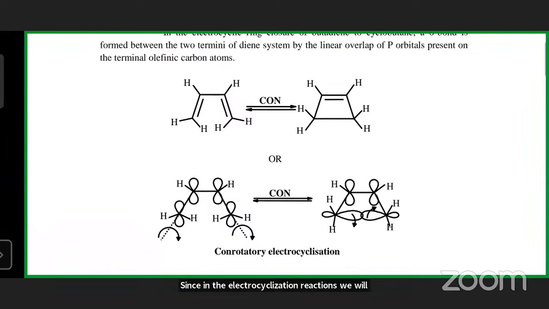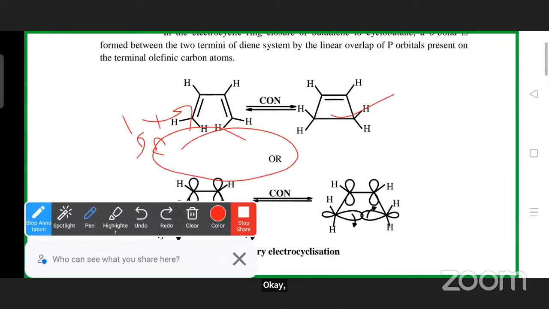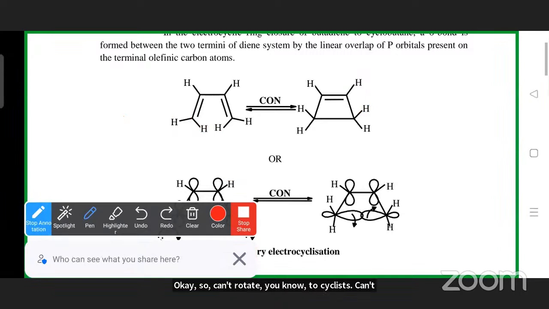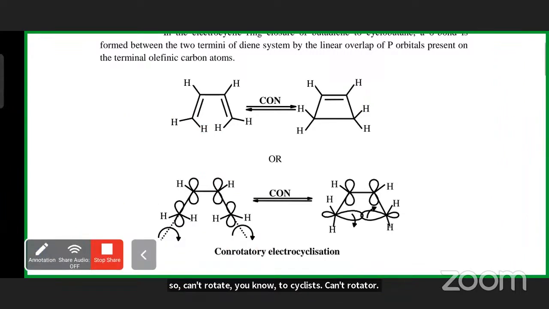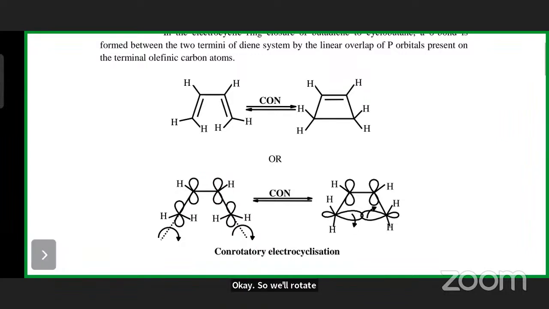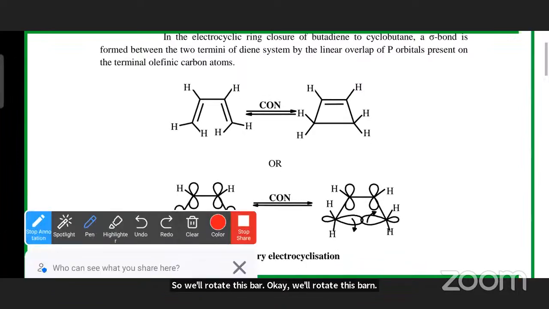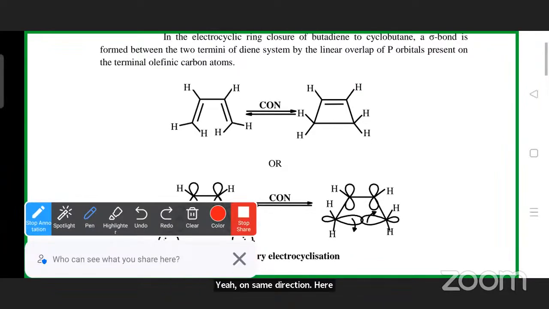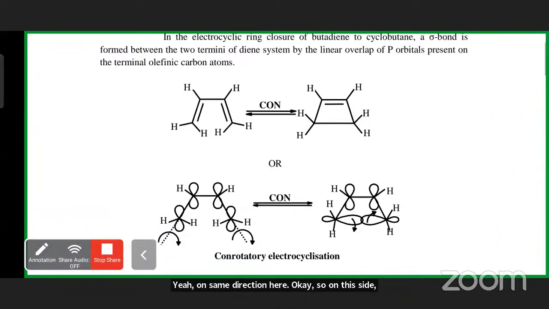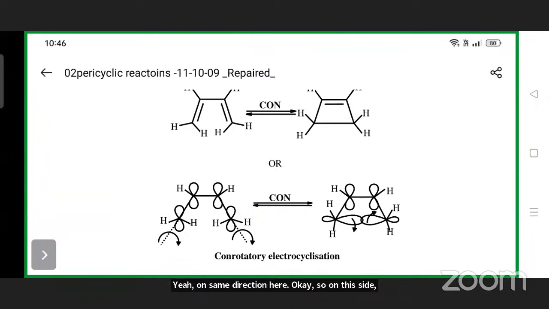In the electrocyclization reactions, we will apply either the conrotation or the disrotation. So, conrotatory electrocyclization means we rotate this bond in the same direction. Bond in the sense the orbitals, the p orbital here. So this pi bond, you see.